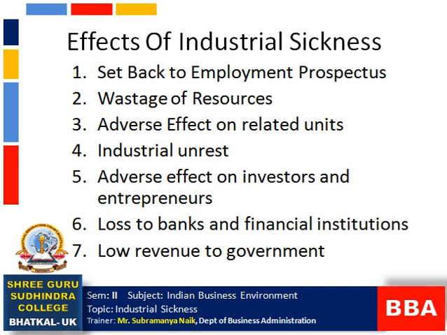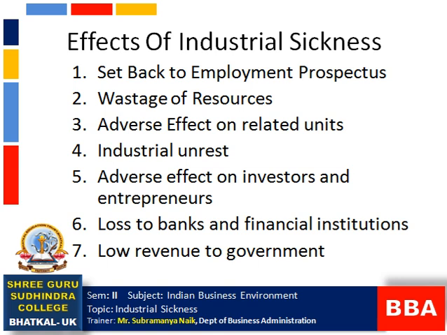Third one is adverse effect on related units. It means that one industry is a supplement to various other industries. If that industry becomes sick, definitely other industries will be affected. For example, a textile unit is connected to other units for procuring raw materials and other inputs. Similarly, it is connected to other units to whom it supplies its finished products. So it is a chain. All the industries are depending on each other. If one industry gets sick, definitely other related units are going to be affected.